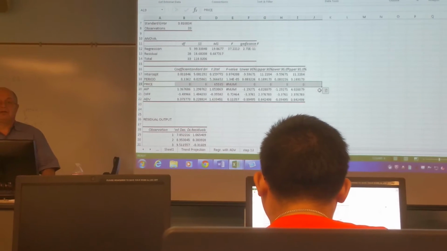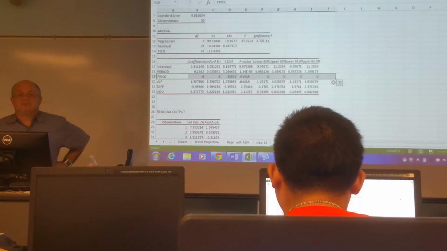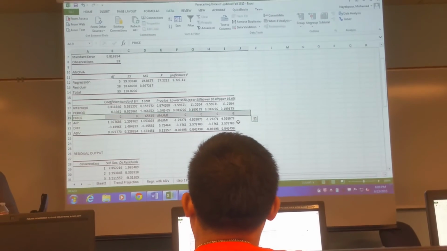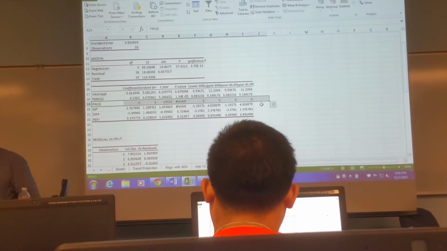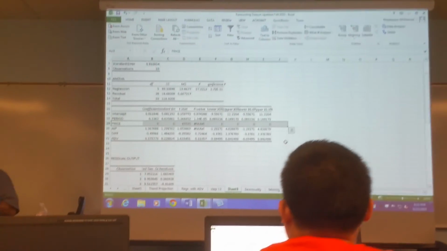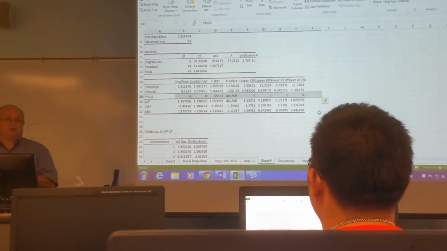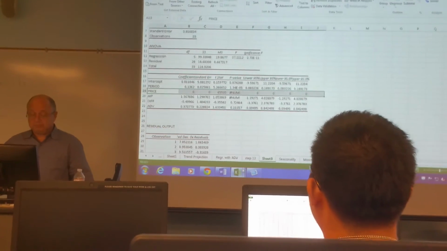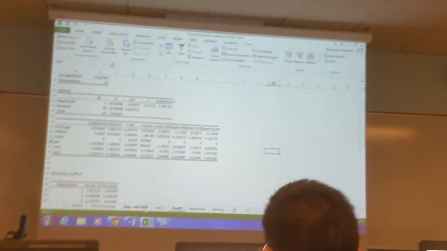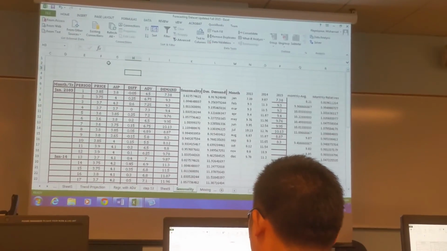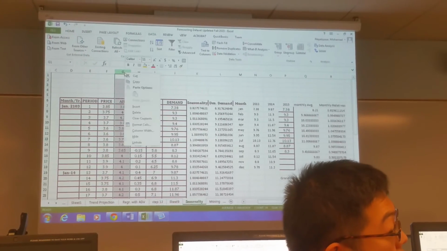Y is supposed to be demand, and the input X range is supposed to be those four, right? It's okay if we can hit control and copy those individually. Ours is saying something different: input range must be contiguous. That's why, if you hide it, it works. Hiding doesn't work for some people. Right click, hide.